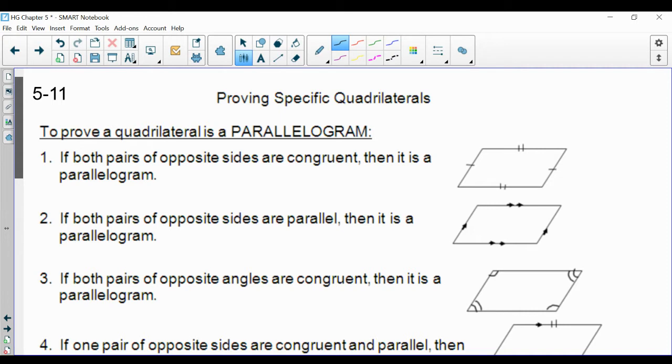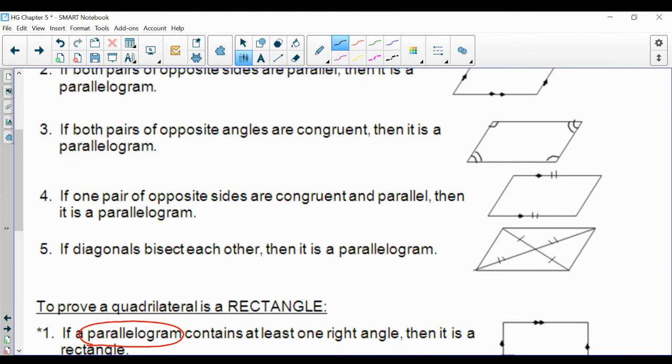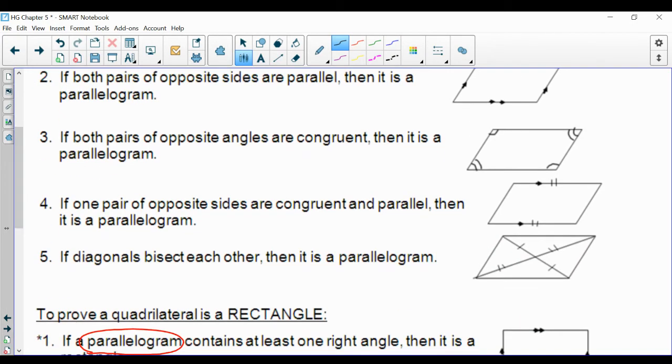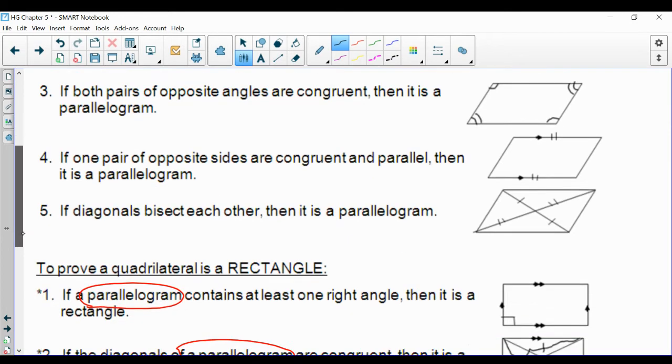So for a parallelogram, we can show opposite sides are congruent. We could show opposite sides are parallel. We can show opposite angles are congruent. We can show if we have one pair of parallel sides and those same sides are congruent, then it is also a parallelogram. And then the last thing we can also show is if their diagonals bisect each other, then it's a parallelogram. So in a proof, you need to show any one of these five, just one of the five, and then you know it's a parallelogram.